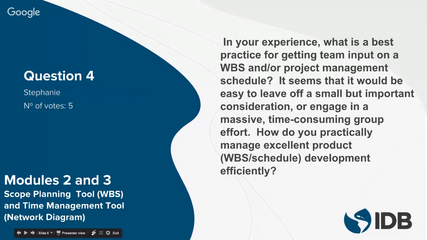So question 4 is, in your experience, what is a best practice for getting the team on a WBS and/or project management schedule? It seems that it would be easy to leave off a small but important consideration or engage in a massive, time-consuming group effort. How do you practically manage excellent product development efficiency?